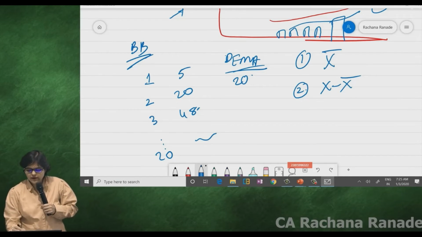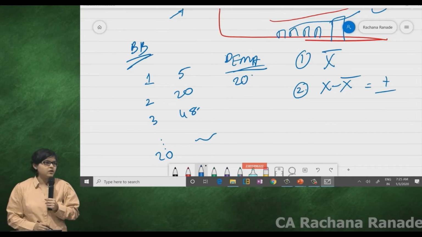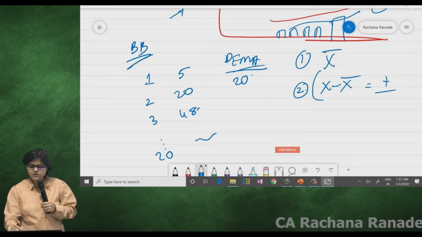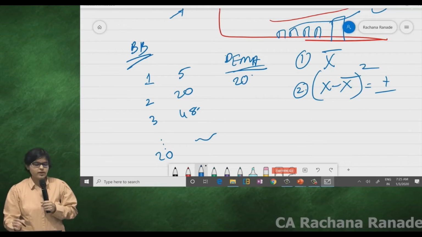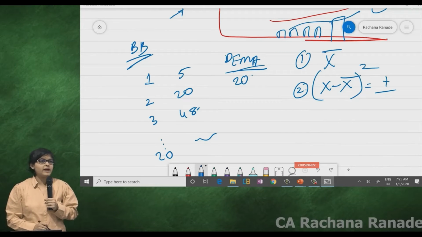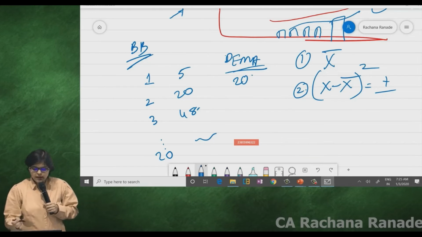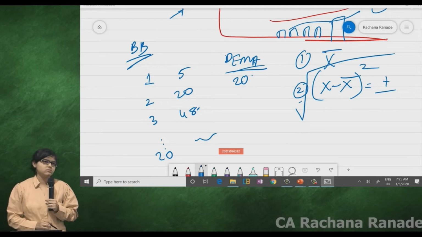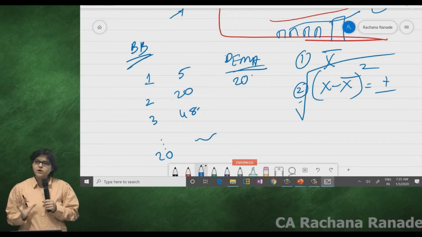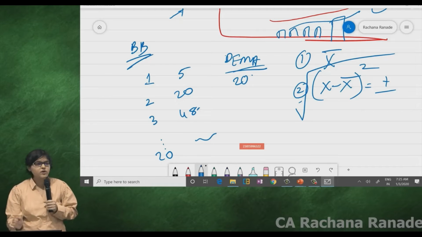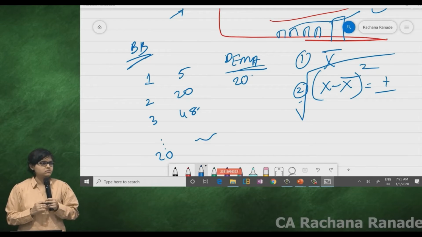So we calculate X minus X bar, but here the answer could be either positive or negative. So just to negate the impact, what did we do? X minus X bar square. So that negative effect is gone. With me? Yes. Then to remove that square effect, what did we do? Square root.